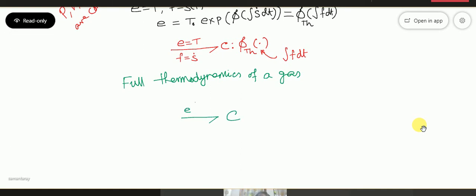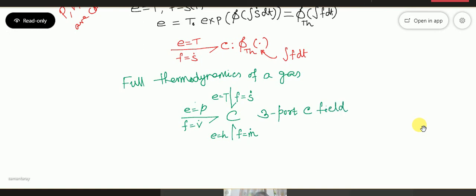Here effort will be pressure. Flow will be V dot. Here effort will be temperature. Flow will be S dot. Here effort will be specific enthalpy and flow will be M dot. That is a 3-port C field. This is a matrix representation. This is not in your course.